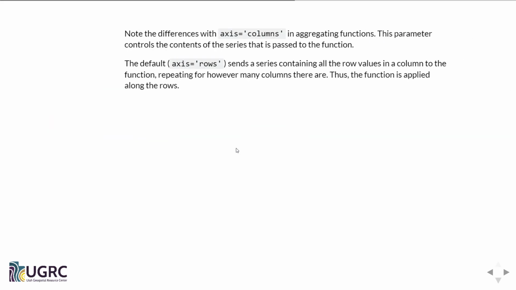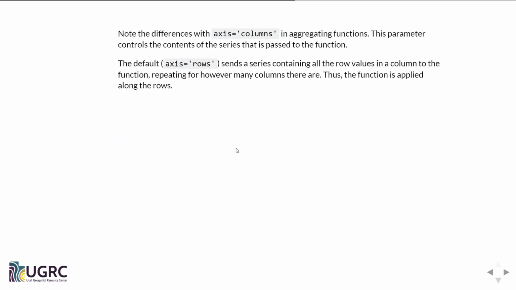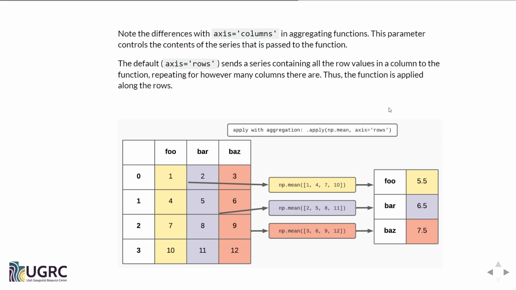So this is a little confusing. Let's look at it visually here. So with axis equals rows, we're saying take this column and operate that function on every row in that column. So we call numpy.mean on 14710, and we store that in a new series with index foo, single value in that series. And then we operate on this column and this column. So even though it's axis rows, we're operating column by column because we're operating on each row in that column.